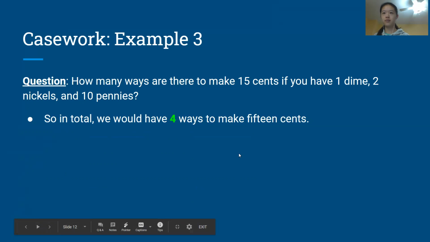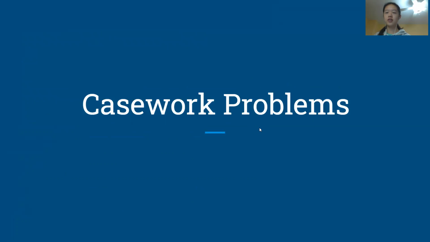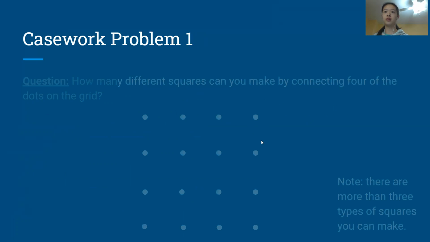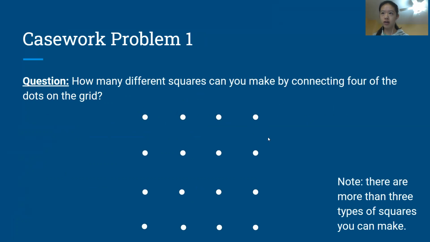And that's our answer. So once again, casework has made this problem easier by breaking it down into smaller parts, and it helps you stay organized. Okay, here are some more casework problems. Most of these will be visual problems. For example, here, how many different squares can you make by connecting 4 dots on this grid? And again, pause the video if you're trying to solve this.